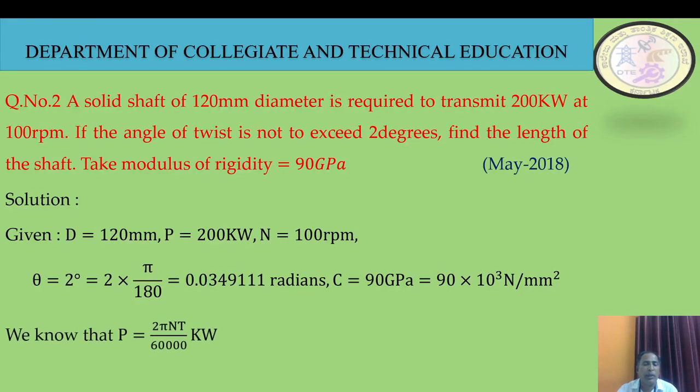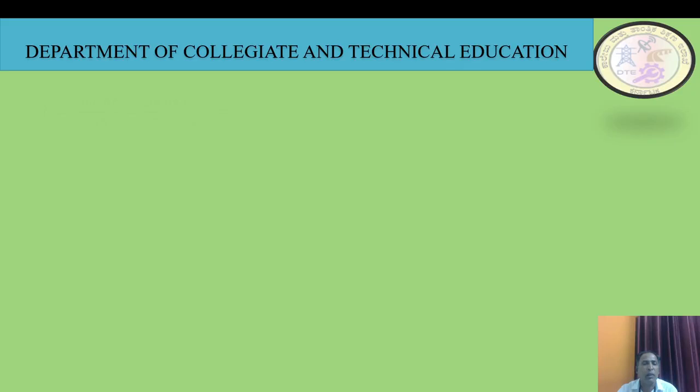And we know that P is equal to 2πNT by 60,000 kilowatt. Therefore T can be calculated. The torque transmitted is T equal to 60,000 P divided by 2πN. So just by substituting the values of P and N, we can calculate the torque transmitted by the shaft. It is 19,096.11 Newton meter.